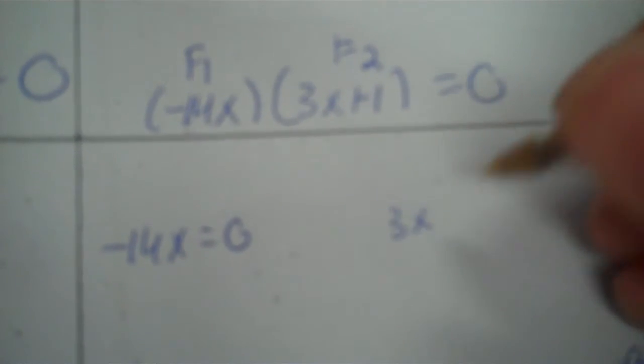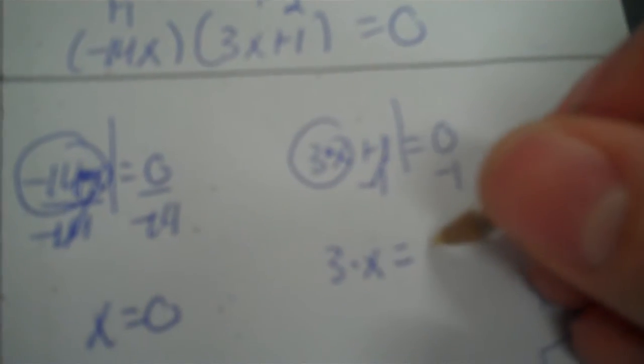Okay? Then f1, f2. So, negative 14x equals 0, or 3x plus 1 equals 0. So you have multiplication by negative 14. You just need to divide, and that's 0. Over here you have multiplication by 3 and plus 1. You take out your plus 1 by minus 1. 0 minus 1 takes you to negative 1. Okay? 0 plus 1 would be 1, 0 minus 1 would be negative 1.